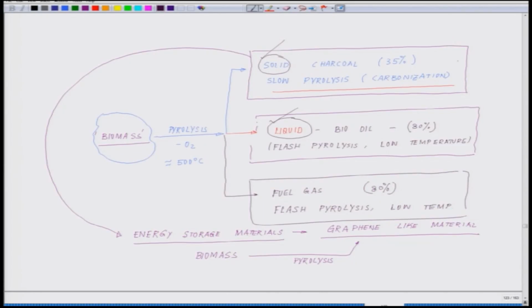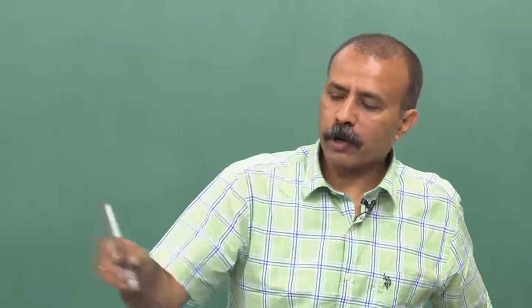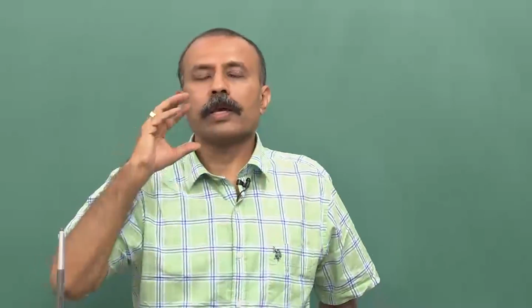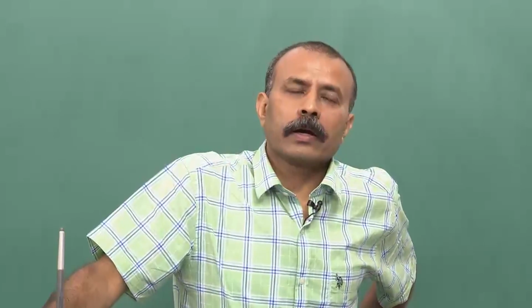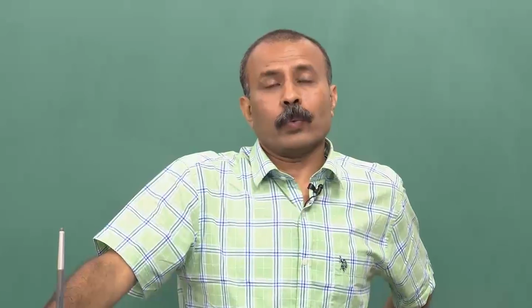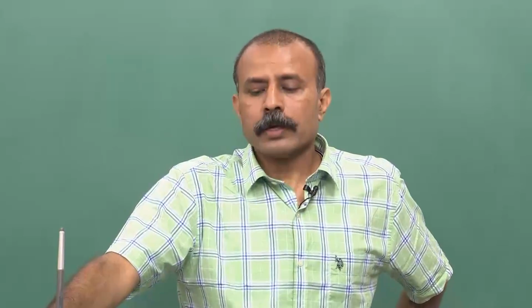Among the solids, depending on the source or what kind of biomass, you can make very different kinds of products. In the next class, we will talk about one such product, where using a natural fiber you can convert it into graphene-like materials, which is one of the key materials for energy storage. Okay. So, in the next class we will deal with that concept.